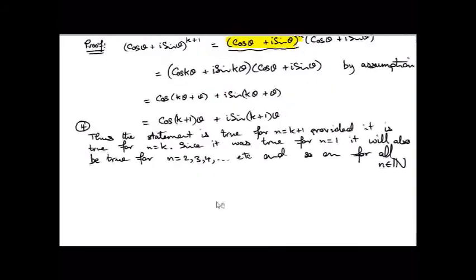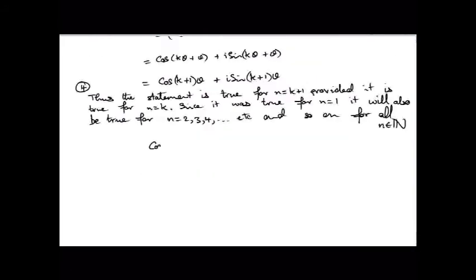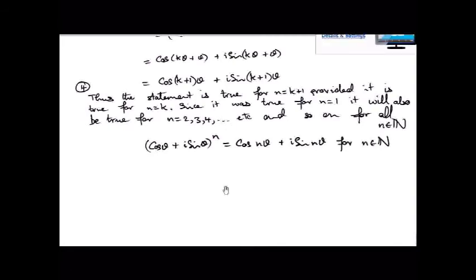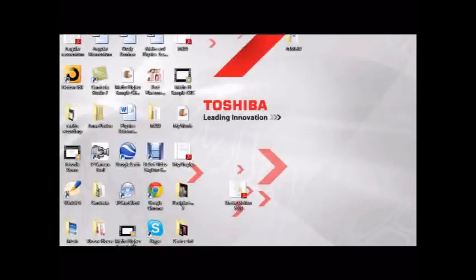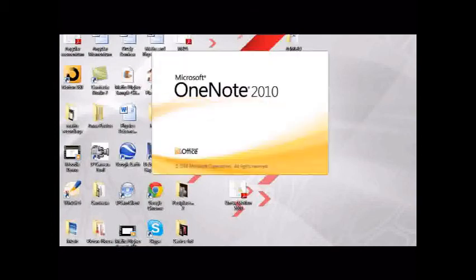So the moral of the story is this: (cos theta + i sin theta) to the power of n equals cos n theta + i sin n theta for n an element of the natural numbers. Is that okay? Now I've proved it there for n an element of the natural numbers. But it will also be true for other number systems as well, for integers, for real numbers, and so on. Is that okay? It will also be true for other number systems.